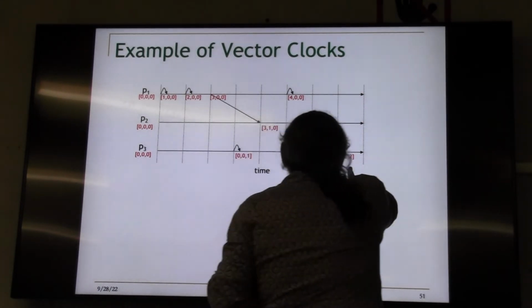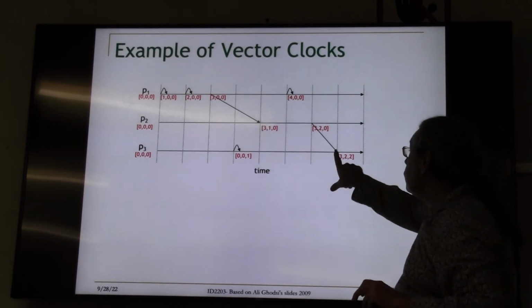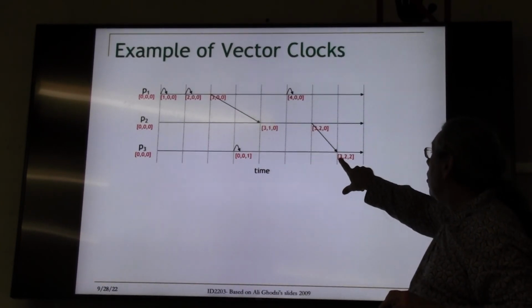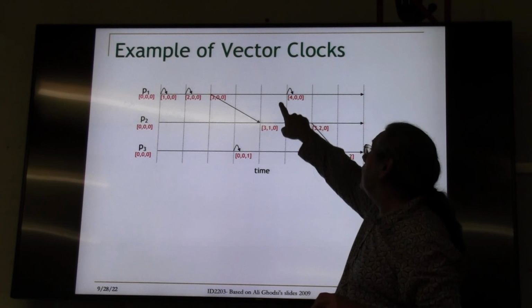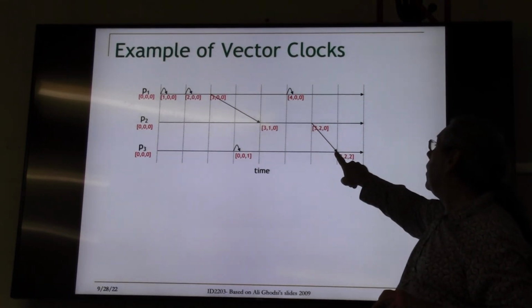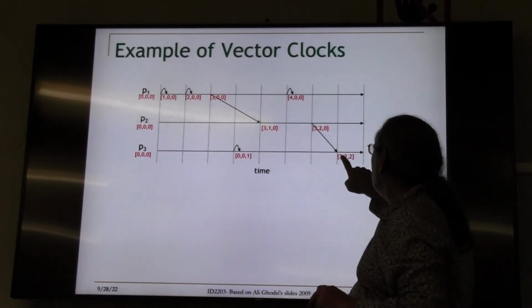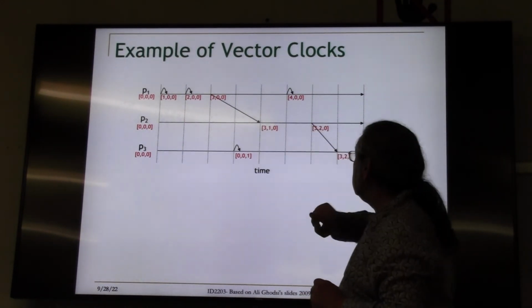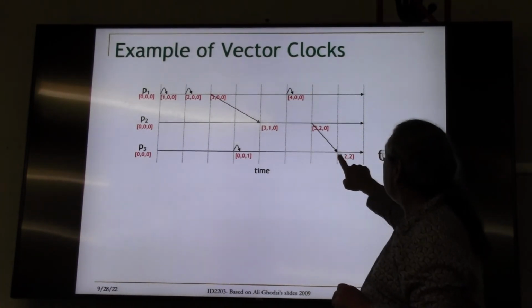Okay, so 3, 2, 2 is telling me what P3 knows. P3 knows something about P1, about P2, and about P3. It knows there are 3 events causally before this one on P1. Of course, there's another one here, but it's not causally before this one. It knows there are 2 events causally before this one on P2, and it knows there are 2 events on P3 that are causally before.